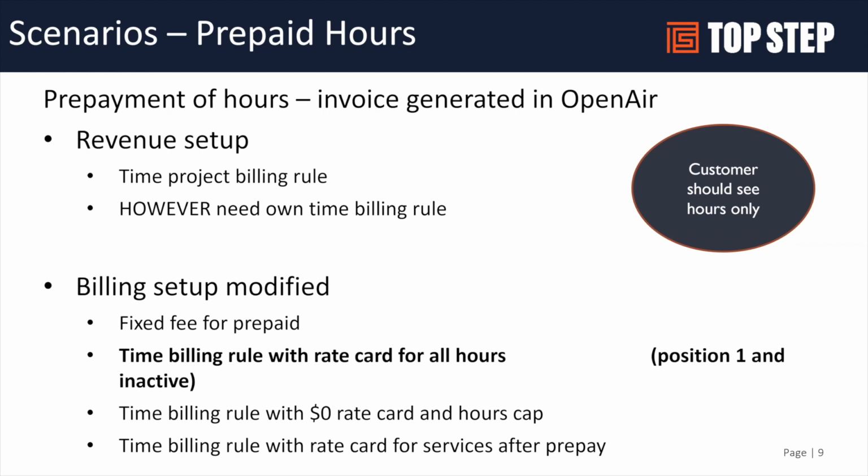We've described 3 of them. The 4th one would be a billing rule with the rate card for all hours, but you would mark it as inactive. And you would also need to have it positioned as the first billing rule. You can reorder billing rules, as most of you will know. And so if you have an inactive billing rule, obviously when you run billing each month, it will not run, so it will never get on into the invoicing module.